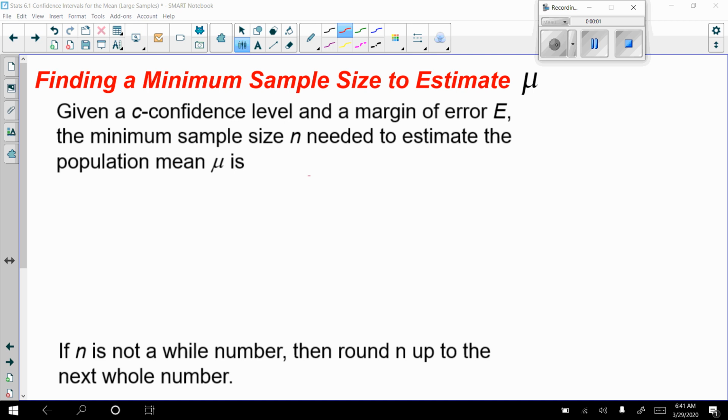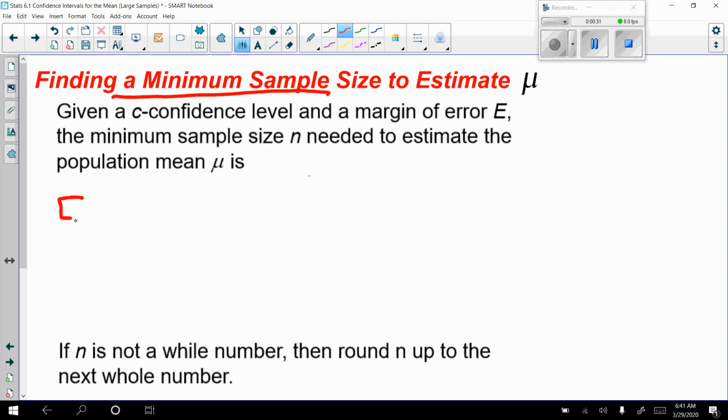Sometimes you're going to know how confident you want to be and what that margin of error is, and you need to be able to find how many items you need to have in your sample in order to be within that certain range. So if you need to find the minimum sample size, then we need to figure out how to use that equation for margin of error to find that.